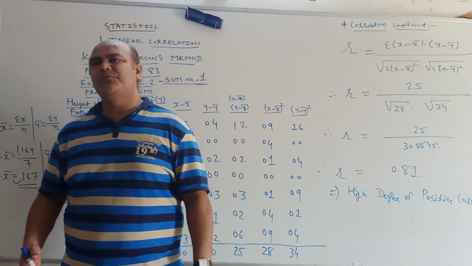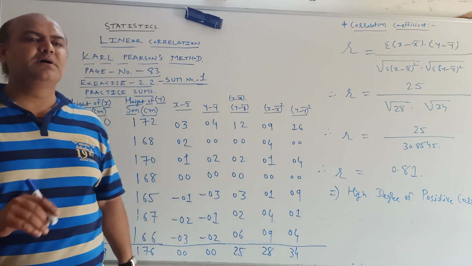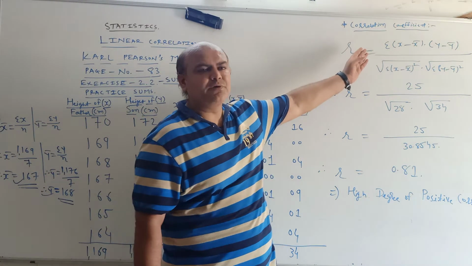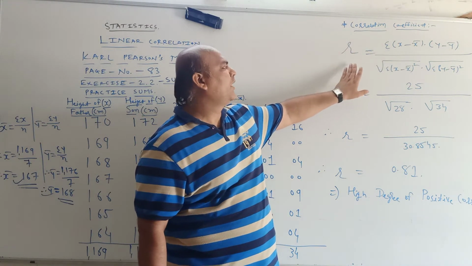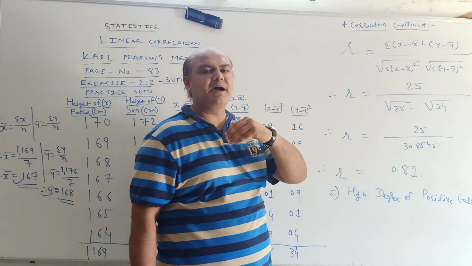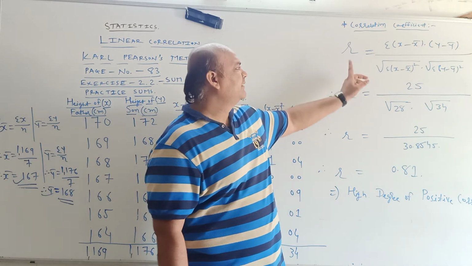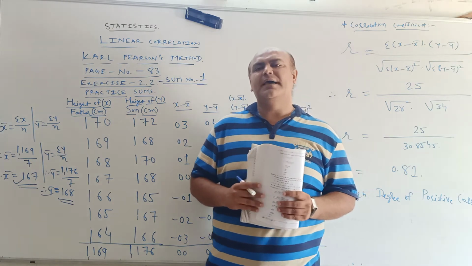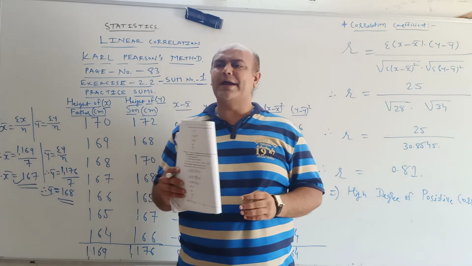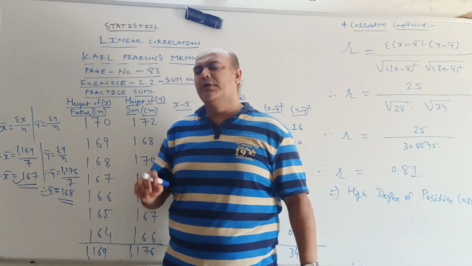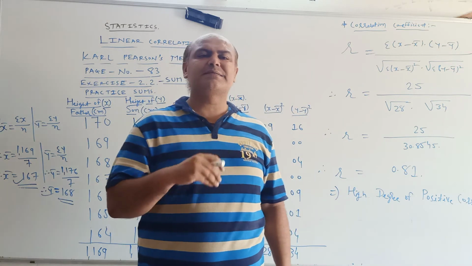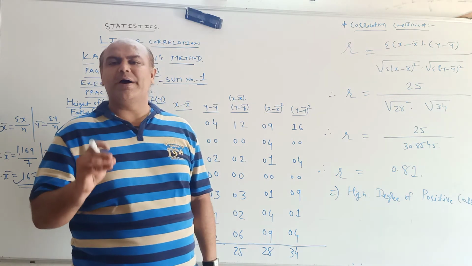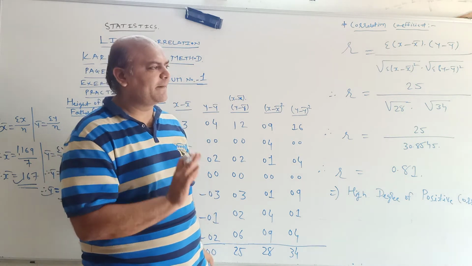Now in the next step we have to put the values into the formula. Here is the formula for correlation coefficient. As we all know, the correlation coefficient is denoted by r. The formula for this method: r is equal to sigma x minus x bar into y minus y bar upon under root sigma x minus x bar square into under root sigma y minus y bar square.